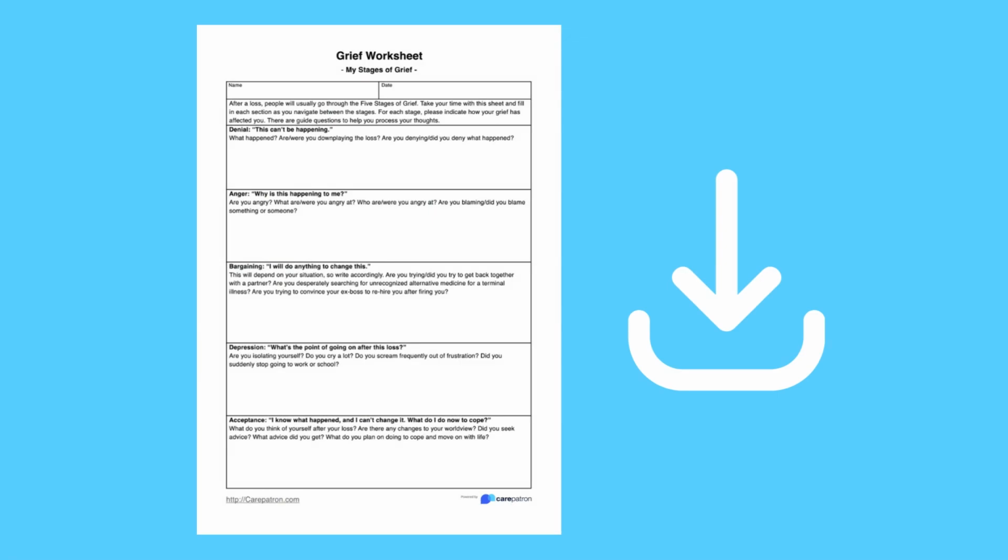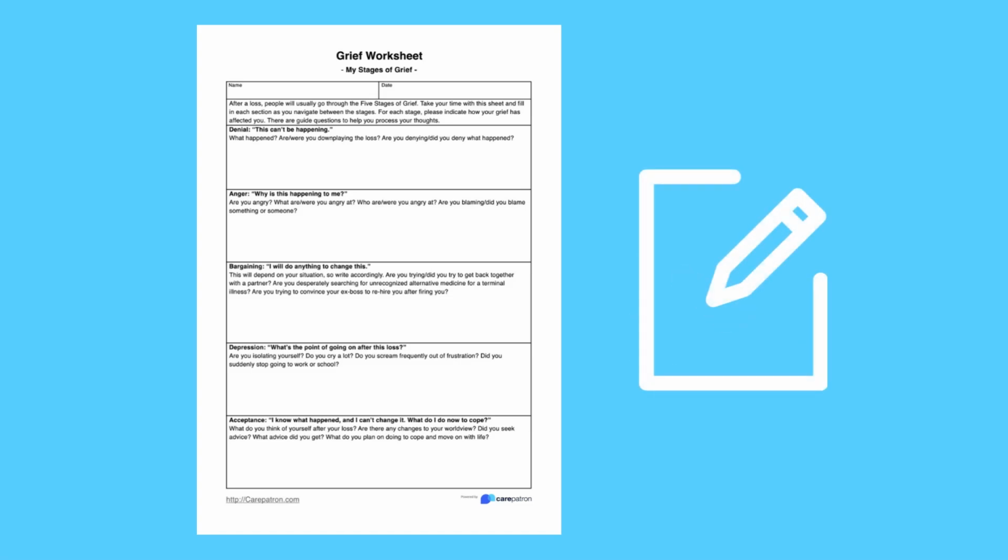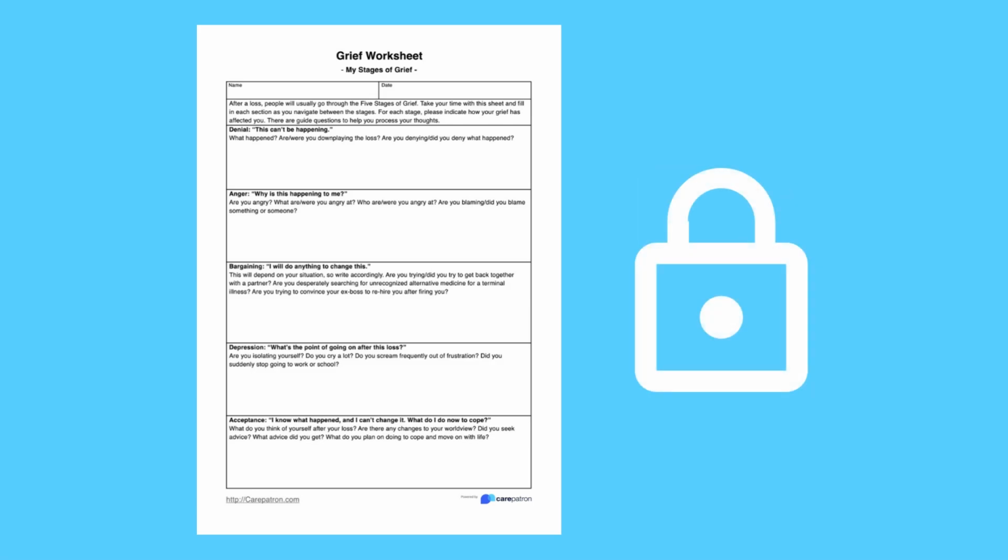To use this worksheet effectively, the first step is to download the PDF. You can access this worksheet through our website and app for free. You will then need to distribute the worksheet to your client to complete. Make sure that they complete each section with sufficient information under each stage of grief. Once completed, you'll then need to store the document securely.